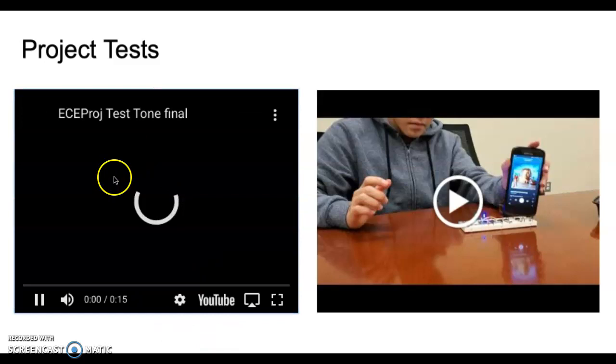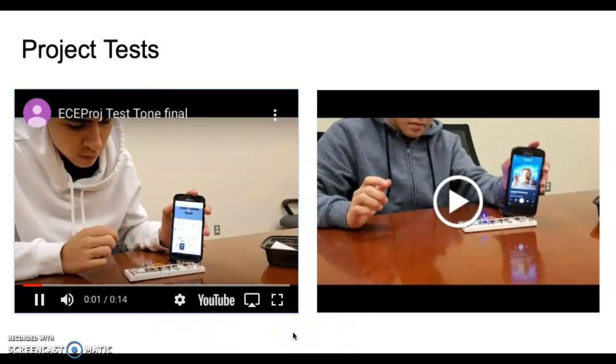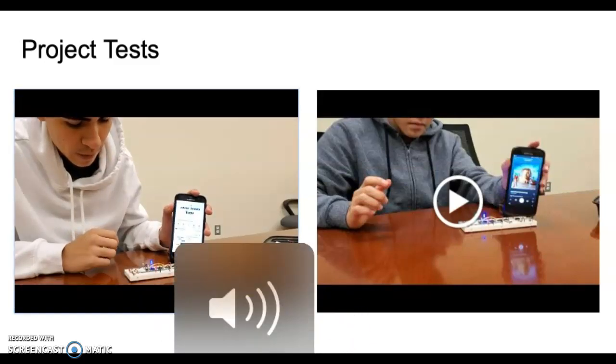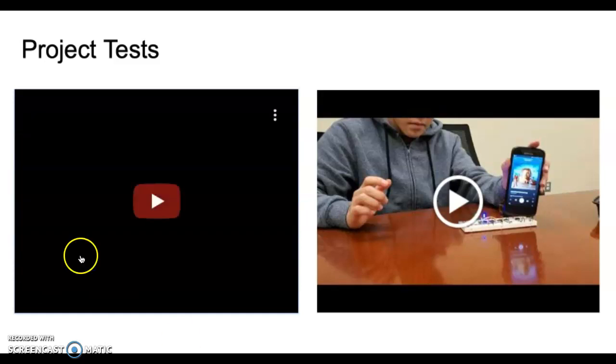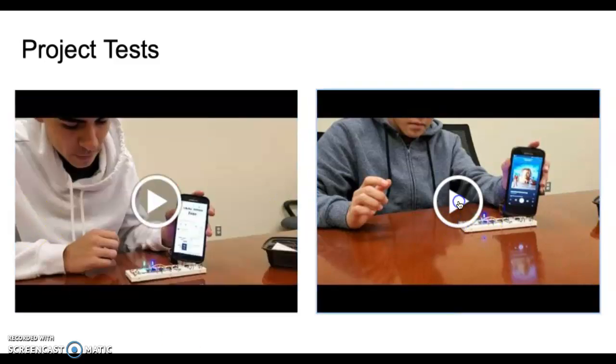Here we have tests of our project working. As you can see, once the volume reaches a certain threshold, it causes the LEDs to turn on, and once the volume goes below that threshold, they turn off.